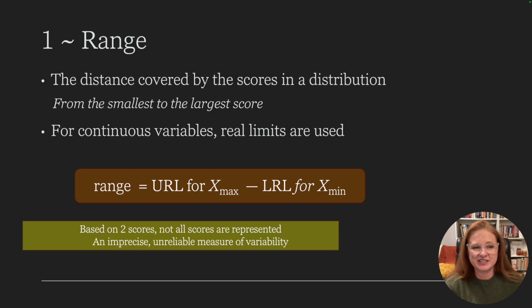Okay, let's start with range. Range is the simplest and the easiest way to measure variance or variability. It's just the distance covered from the scores in a distribution. You take the smallest, you take the largest, and you say that's my range.